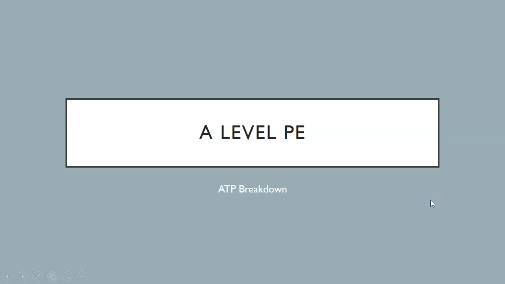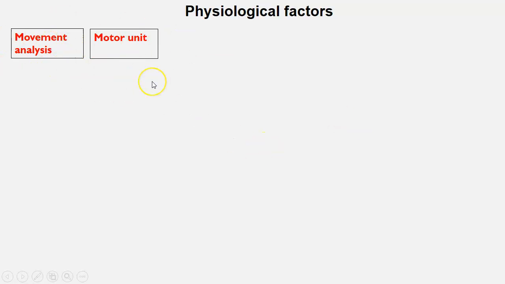Hello and welcome to this screencast on ATP breakdown, or the breakdown of ATP, where we're going to learn what ATP is and why it's so useful and important for us. First of all, looking at what we've done so far this year, the first thing we've looked at is movement analysis. We've looked at how we get an actual muscular contraction via a motor unit, when the motor neuron with an action potential goes to the muscle, and we're able to get a muscular contraction.